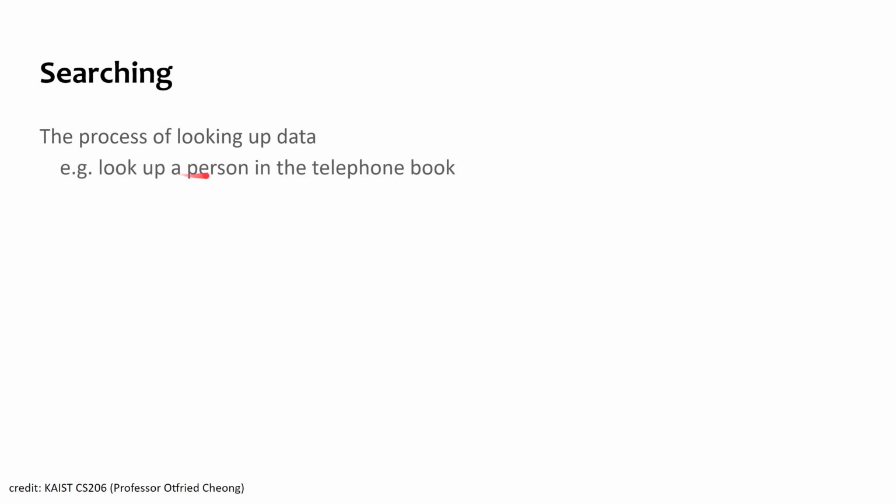All right. Let's talk about searching. Searching is the process of looking up data. For example, we can look up a person in the telephone book. Nowadays, we don't use telephone books anymore. However, our cell phones or our algorithms should do this. And we also search for the meaning of a word in a dictionary. Nowadays, we don't use a hard copy dictionary, but online dictionaries. And when you do that, computers need to do this searching job for us. So anyway, searching means the process of looking up data.